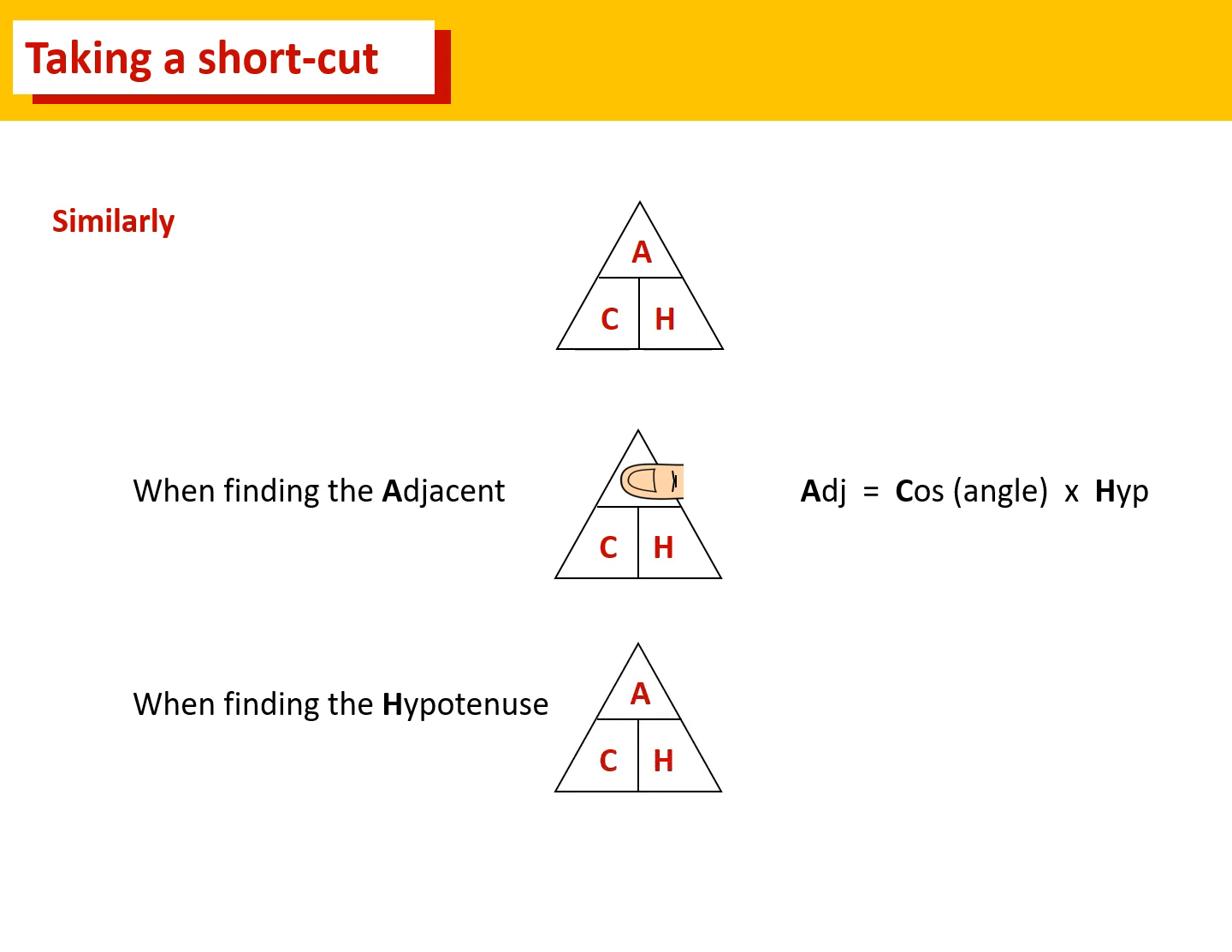If you want to find the hypotenuse, put your finger over the H, and the hypotenuse will be adjacent divided by cosine of the angle. A for adjacent divided by C cosine of the angle.